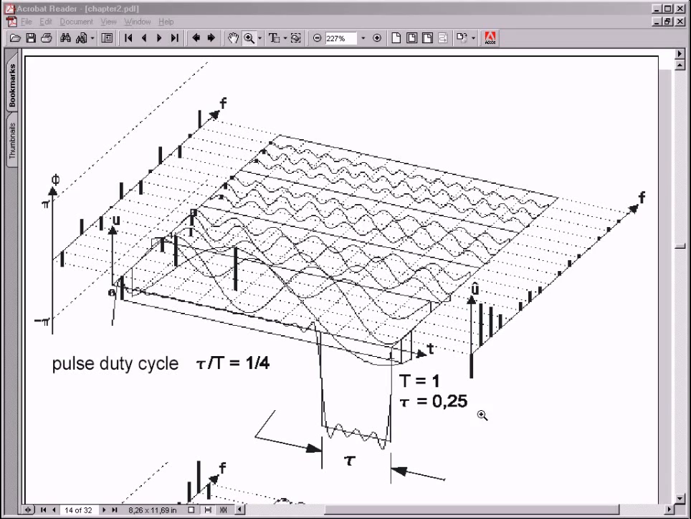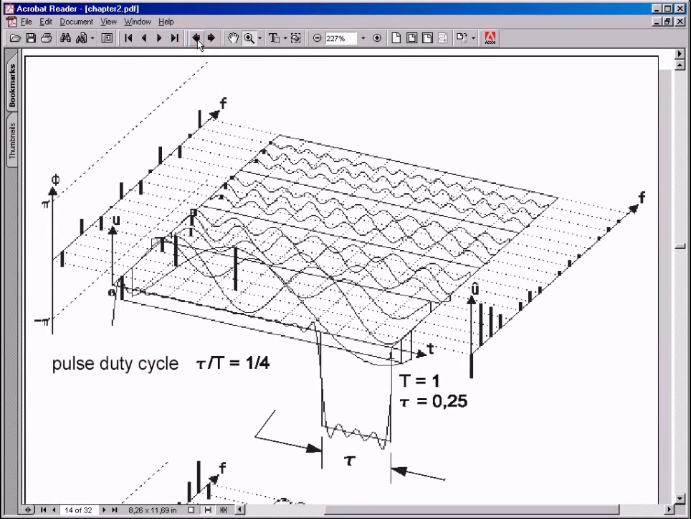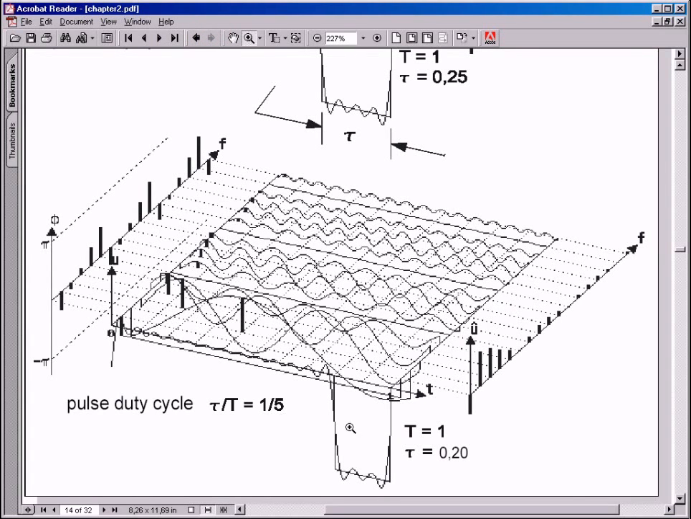Here you see periodic square wave signals with different pulse duty factors. This illustration shows how the information from the time domain can be found in the frequency domain. The period length T is to be found in the distance 1 over T between the lines of the frequency spectrum. As in this illustration, T equals 1 second, resulting in a line distance of 1 Hertz. The pulse duration tau is 1/4 in the upper figure and 1/5 of the period length T in the lower figure.